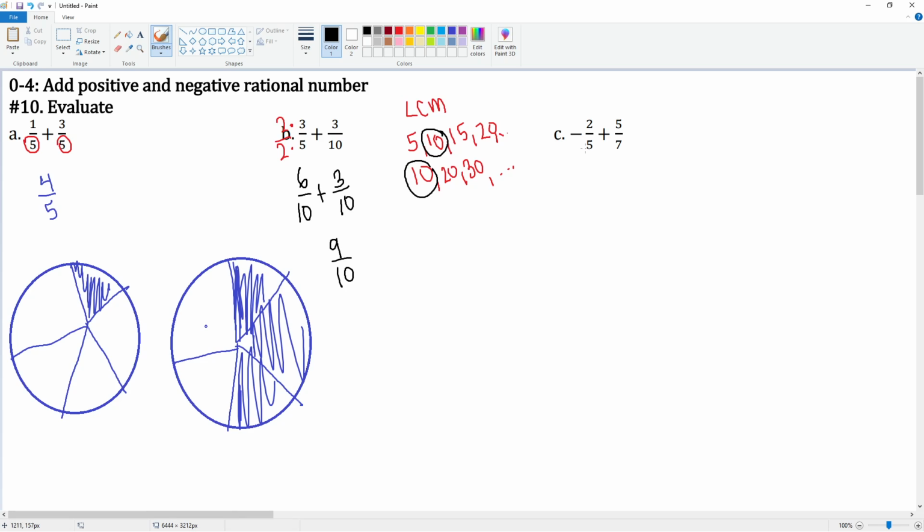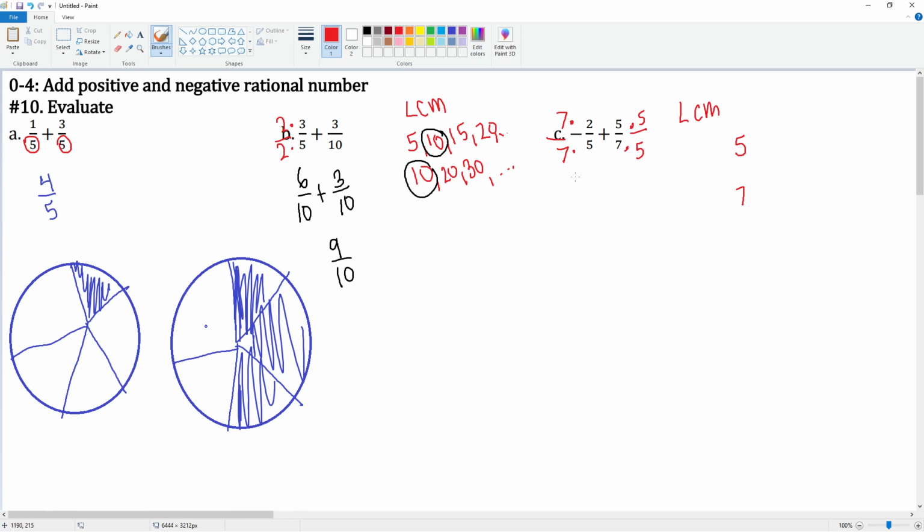Next, we have negative 2/5 plus 5/7. Notice here that the bottom numbers, the denominators, are not the same. Therefore, we have to find the least common multiple between 5 and 7. These two don't have anything in common, so before listing them out I'm just going to multiply them by each other. So 5, I can multiply by 7: 7 on the bottom, 7 on the top. 7, I'm going to multiply by 5 on the bottom, 5 on the top.